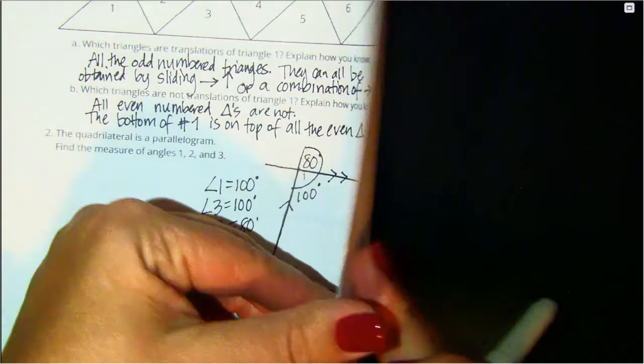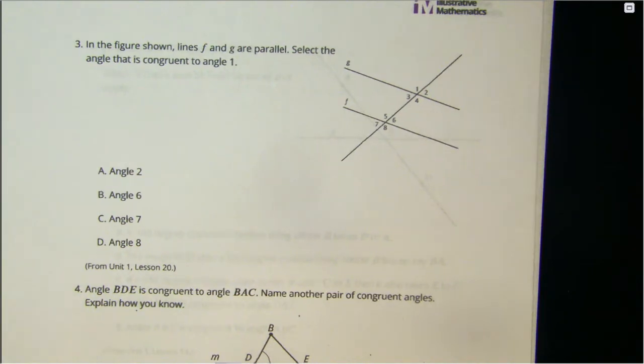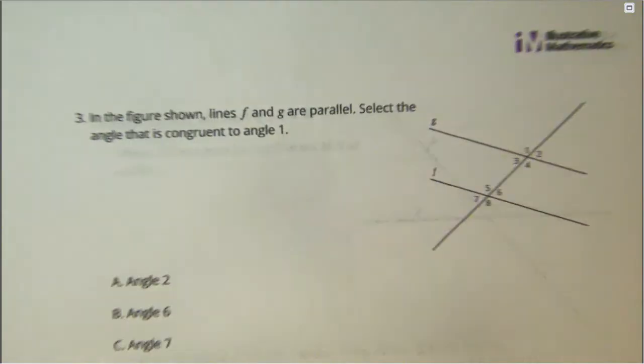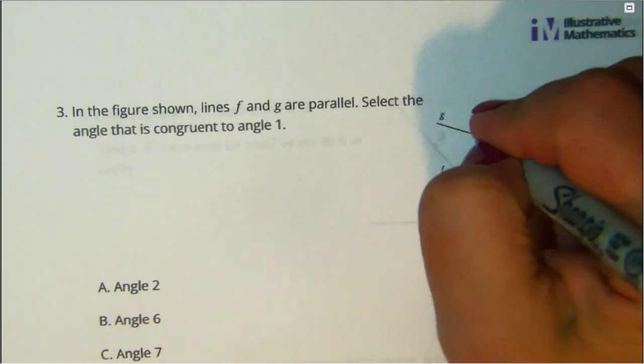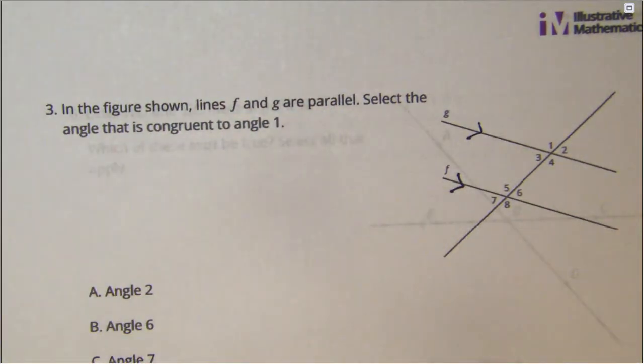All right, number 3. In the figure shown, lines F and G are parallel. I'm going to zoom in here, put a little mark here. So now that I know there's a parallel, I know all kinds of information about pairs of angles. Select the angle that is congruent to 1.